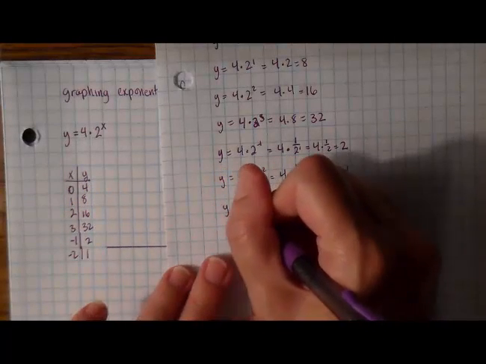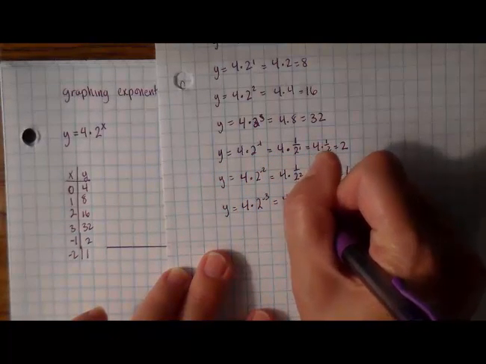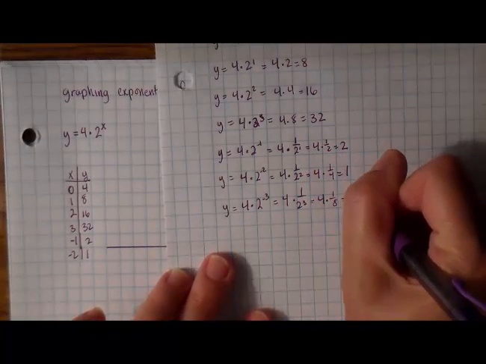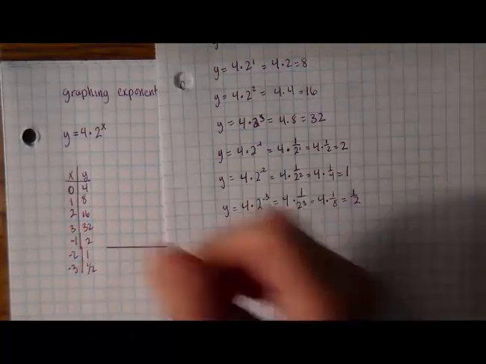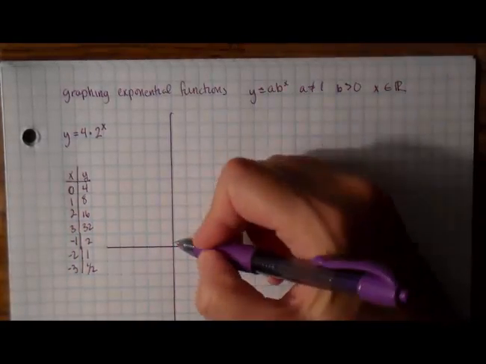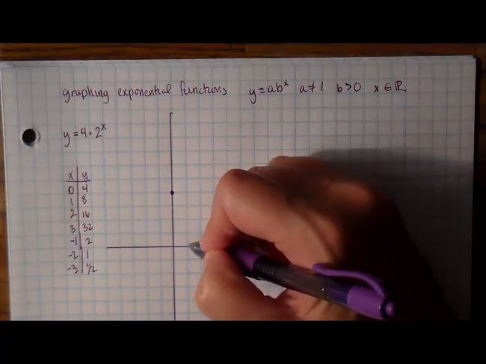If I were to plug in negative 3, 4 times 1 over 2 to the third, so 4 times 1/8, so that's going to be 1/2. Okay, so graphing this, I'm going to plot these points. I have (0, 4), (1, 8).